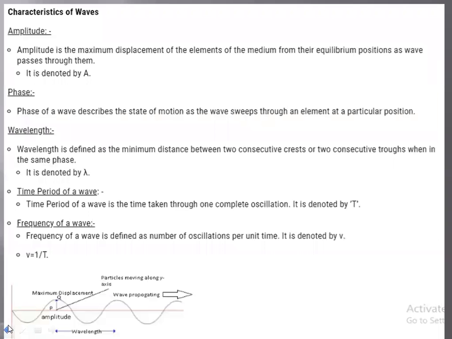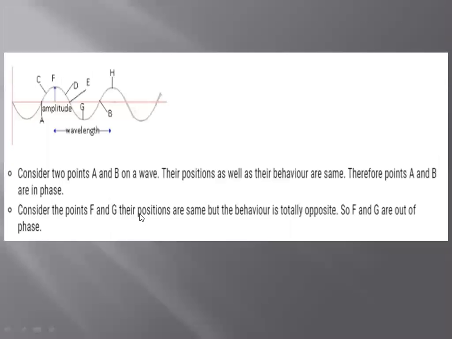In the last video we have seen some characteristics of waves. Amplitude is the maximum displacement from the mean position. Phase is nothing but the position of a wave. Wavelength is the consecutive distance between two crests or two troughs. Time period is the time taken for one complete cycle of the wave. Frequency of the wave we have also discussed, and how the phase differs from position to position.